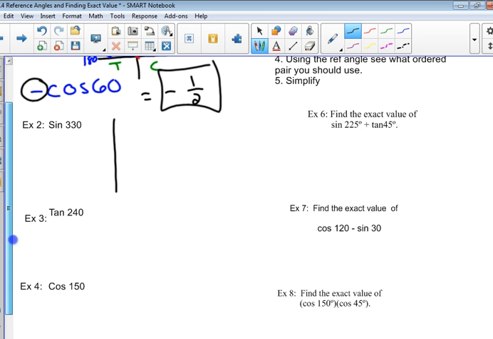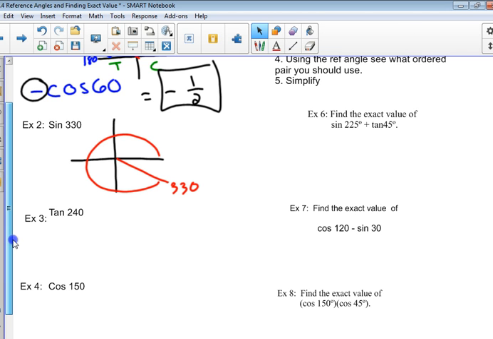Alright, so let's see, sine of 330, same deal. We're going to draw our angle in standard position. And 330 degrees, we're somewhere way over here. I'm going to do a quick little label of my ASTC. So we are in quadrant 4, but we're talking about sine. So are we going to have something positive or negative? Good, negative. Only cosine is positive here. Talking about a sine, it's going to be something that's negative.